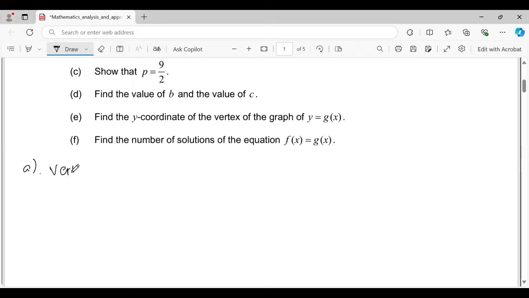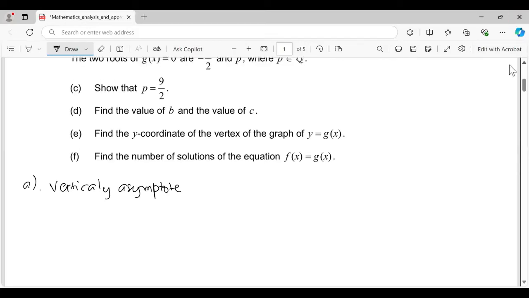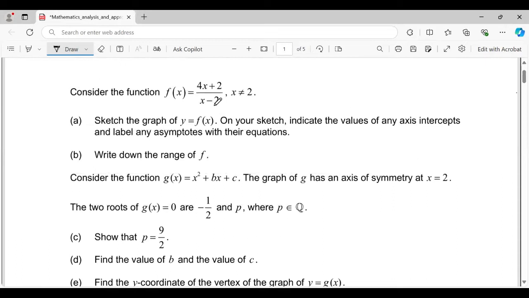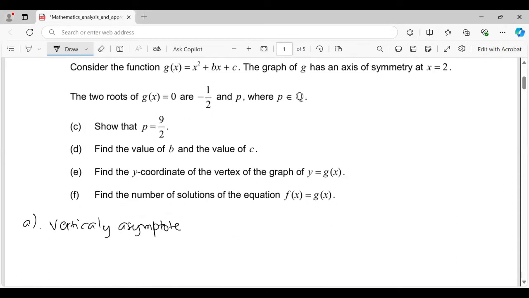Vertical asymptote, we can find from the denominator, so the denominator should be 0. Denominator equals 0, it means x minus 2 equals 0. So x equals 2. This is the equation of the vertical asymptote.